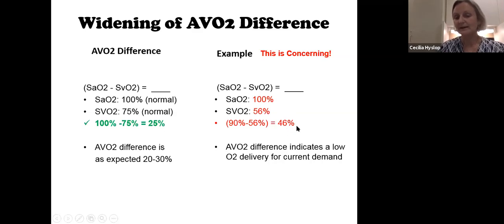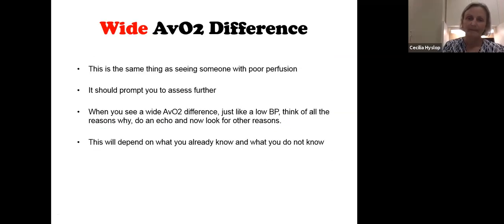So that could be because of a low delivery, poor cardiac output, or it could be because we're consuming at a mile a minute, right? And so we have a high demand. So we have to figure out what's the problem. Is it a problem of low delivery or high demand? Or in many cases, in very sick patients, it's both.